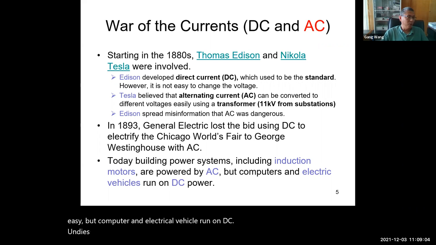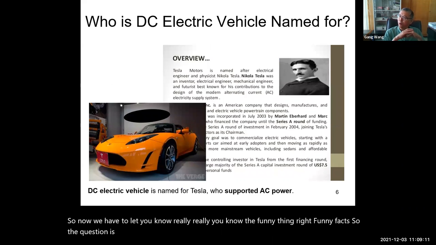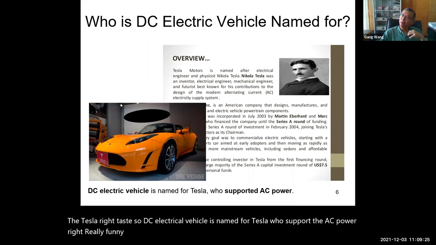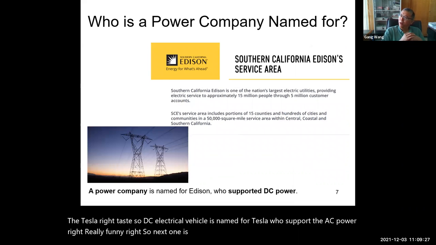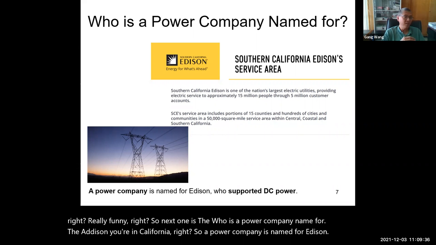So we have a really funny thing, right? Funny facts. The question is, who is the DC electrical vehicle named for? Tesla, right? So the DC electrical vehicle is named for Tesla, who supported AC power. Really funny. Next one is, who is a power company named for? Edison, in California, right? So a power company is named for Edison, who supported DC power.